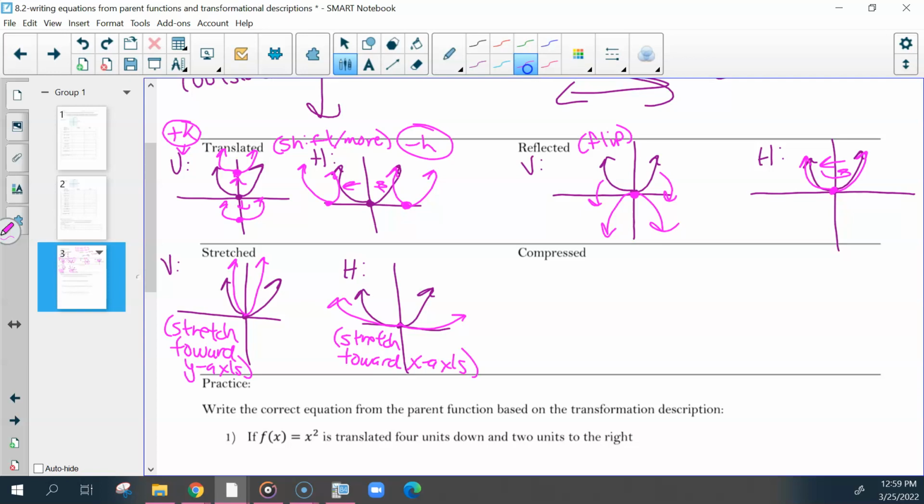We did not do anything with horizontal stretches. That would be something being multiplied on the inside. We're not going to worry about that. Those of you moving on to Algebra 2 will cover that.